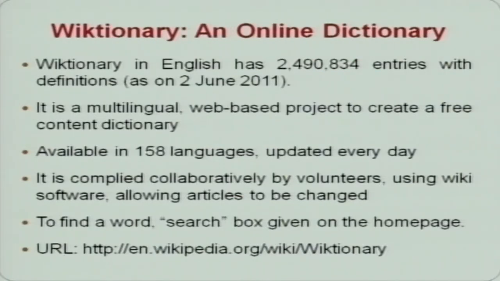Now this is an important thing. Like Wikipedia, which all of us know, Wiktionary is also available as part of the Wikipedia group. They cover more than 2 crore entries with definitions as of 2nd June 2011. This is increasing every year. It is a multilingual web-based project with dictionary content available in 158 languages and updated every day. Basically, the online version of the dictionary is used by many and collaborated on by many volunteers as well. So what is happening here is that once any new word is coined or added, it gets edited also. You will find a search box there, and I have also given the URL, so you can search any term and you will find an answer to that.